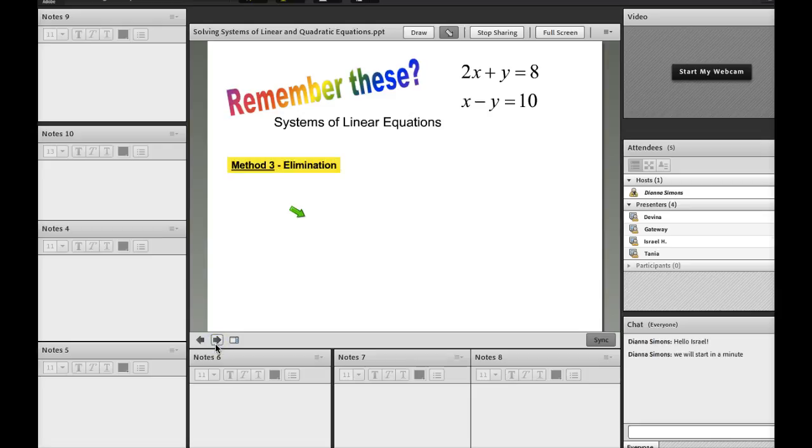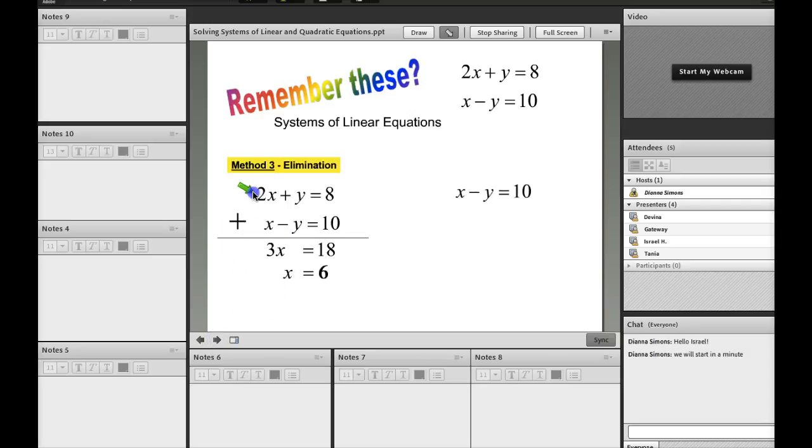Last way, it's called elimination, and this one is more difficult because what you try to do is you try to find the opposite and the same coefficient, right? The opposite sign, same coefficient. So for our first method here, we could actually eliminate our y's. If we add them together, positive y, negative y is 0. Divide by 3 and we get x is 6.